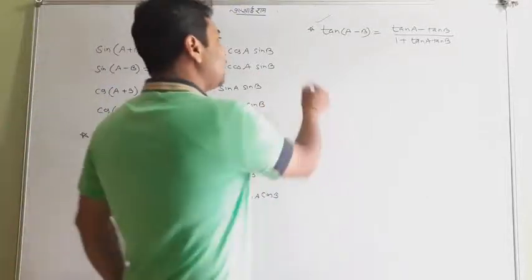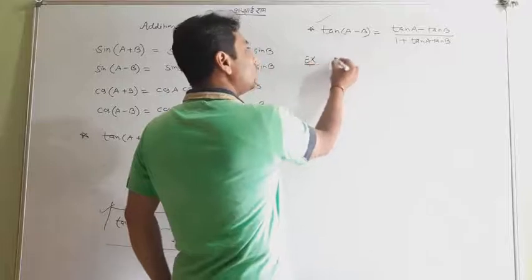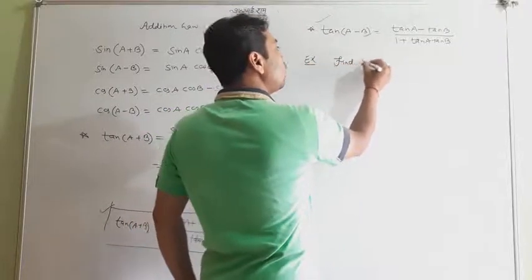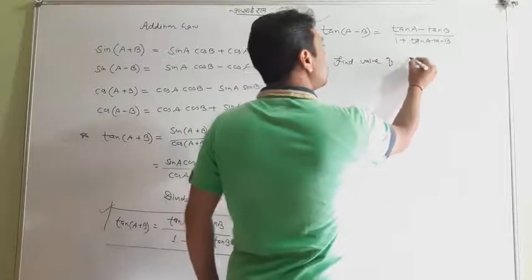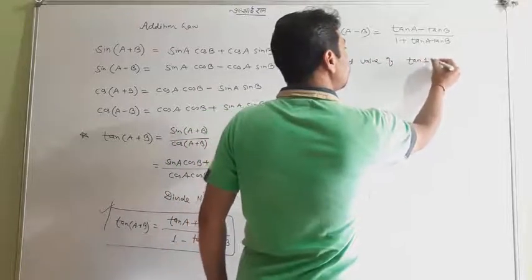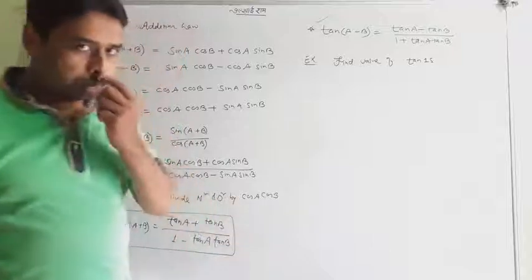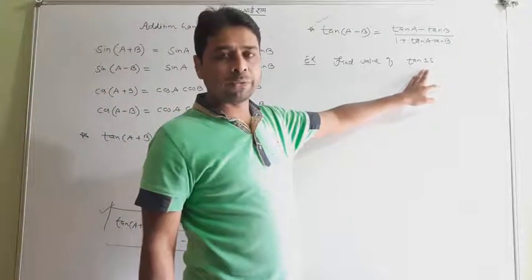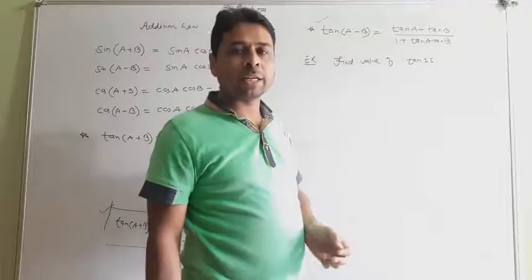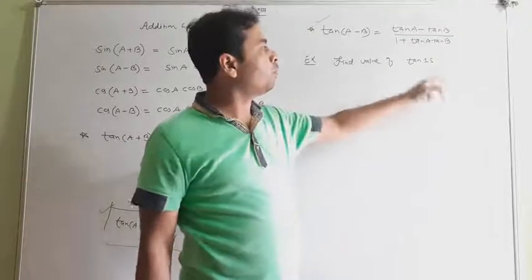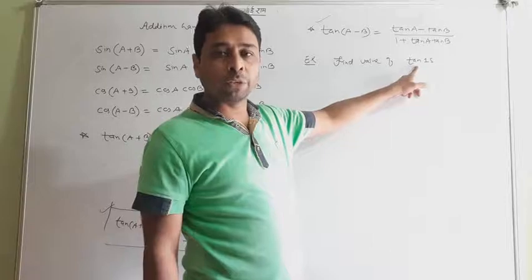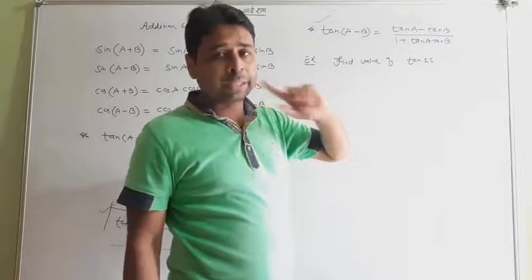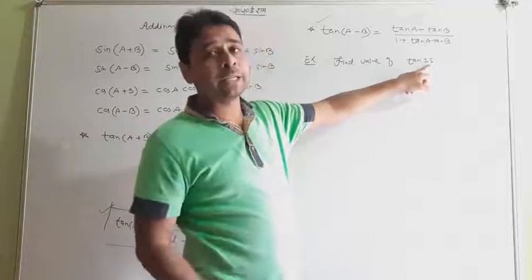Now I am telling you one example from my side. A question may come: find the value of tan 15 degrees. We have to find the value of tan 15. In the last exercise yesterday, I taught you how to find the values of trigonometric functions for big angles, like 1000 degrees. But this angle is less than 90.